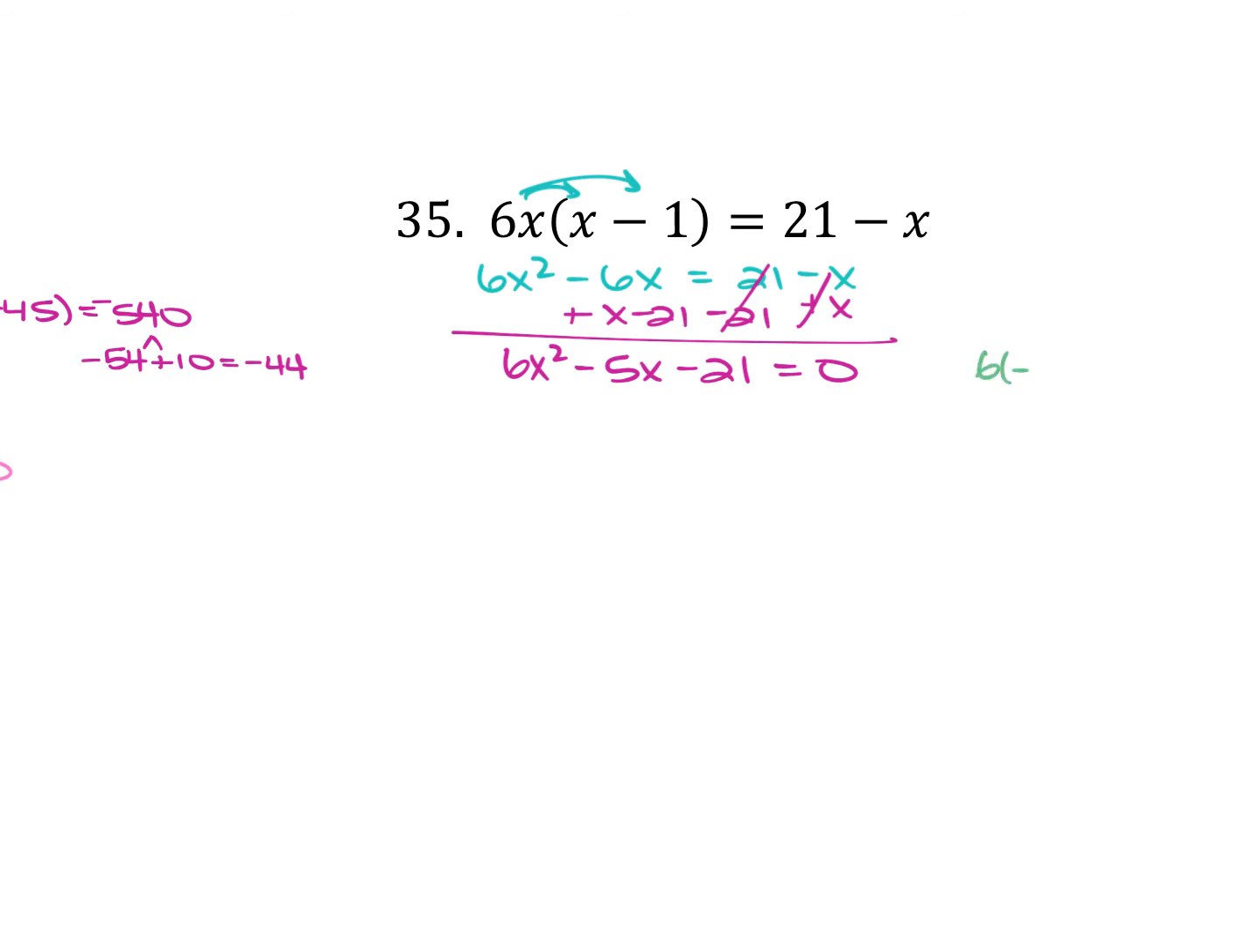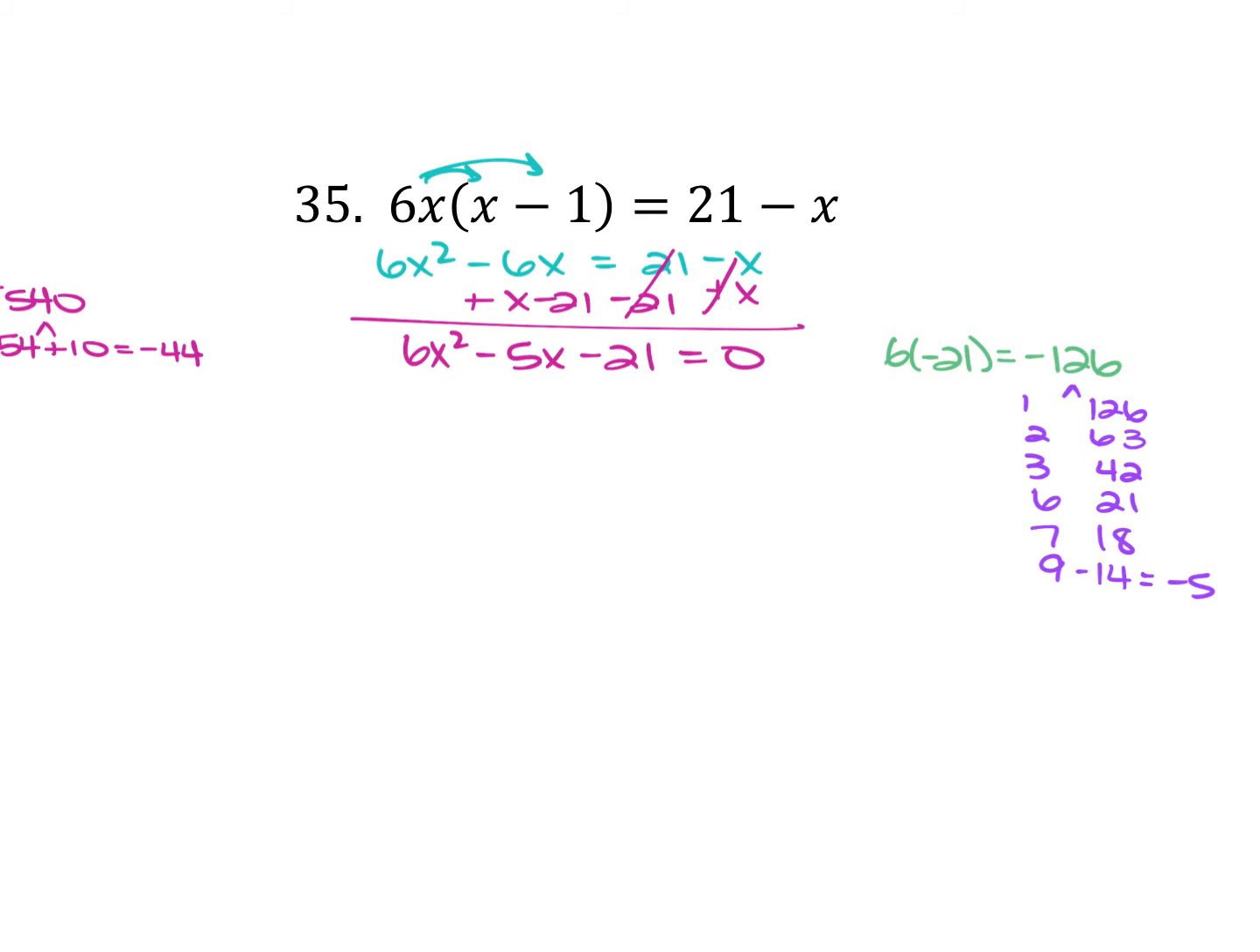So multiply your 6 times your negative 21. That gives you negative 126. You want to find your factors of negative 126 that add up to be negative 5. If you do 1 and 126, 2 and 63, 3 and 42, 4 does not go into it evenly, 5 does not, 6 goes in 21 times, 7 goes in 18 times, 8 does not go in, 9 goes in 14 times. So if the 14 is negative and the 9 is positive, that gives you your negative 5 that you're looking for. So this is going to be rewritten as 6x squared plus 9x minus 14x minus 21 is equal to 0.